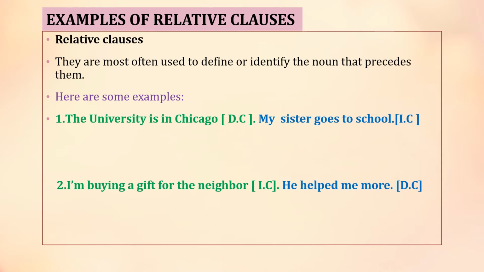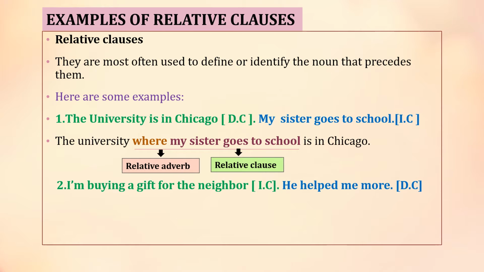Let us understand some more examples of relative clauses. The university is in Chicago. My sister goes to school. Here the university is in Chicago is a dependent clause. My sister goes to school is an independent clause. If we join these 2 sentences with the help of where: the university where my sister goes to school is in Chicago. Where stands as a relative adverb. As it is joining both the sentences, where my sister goes to school becomes the relative clause.